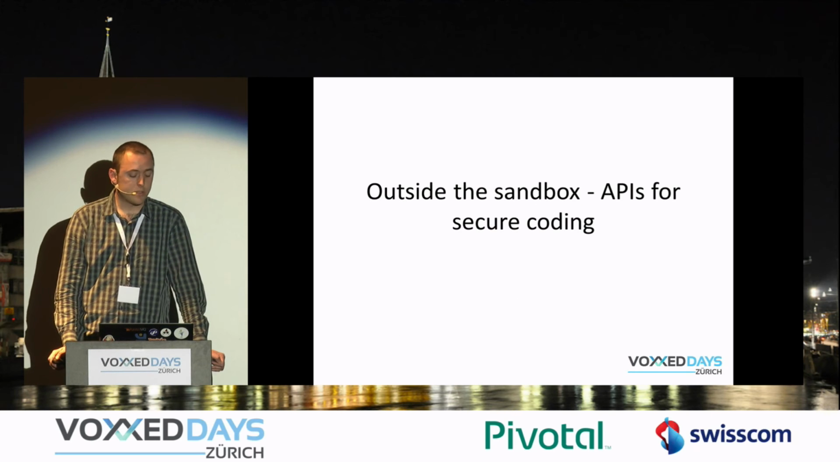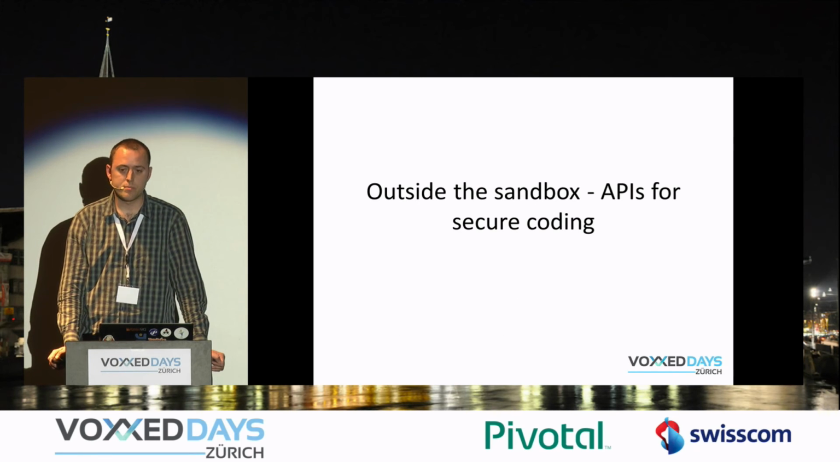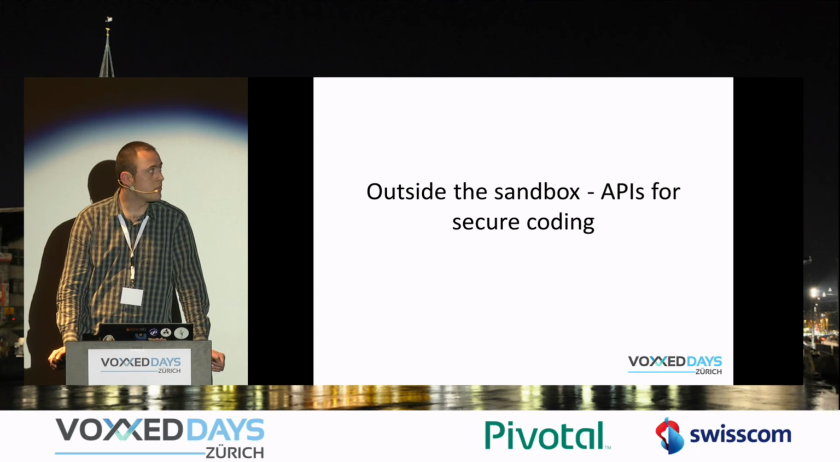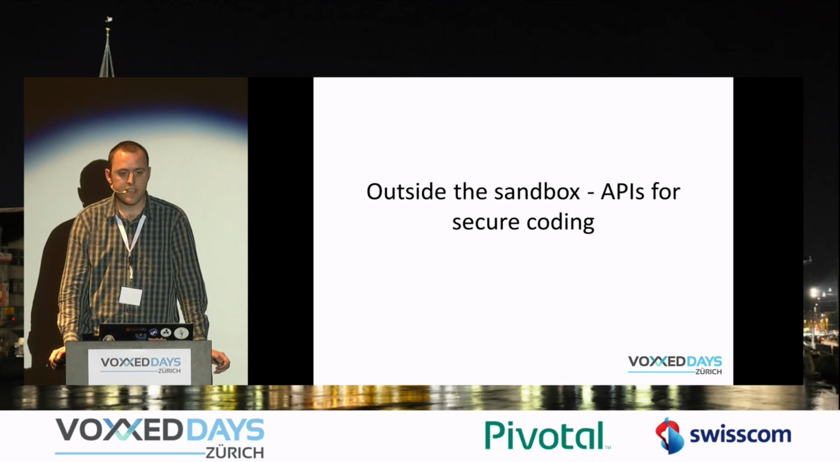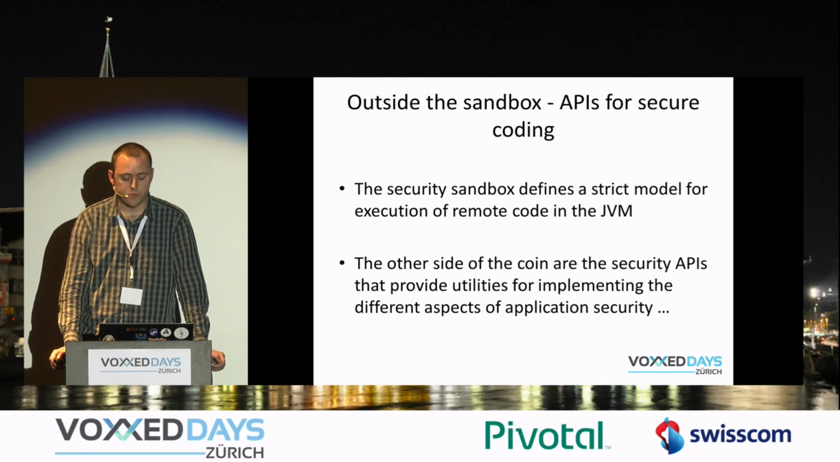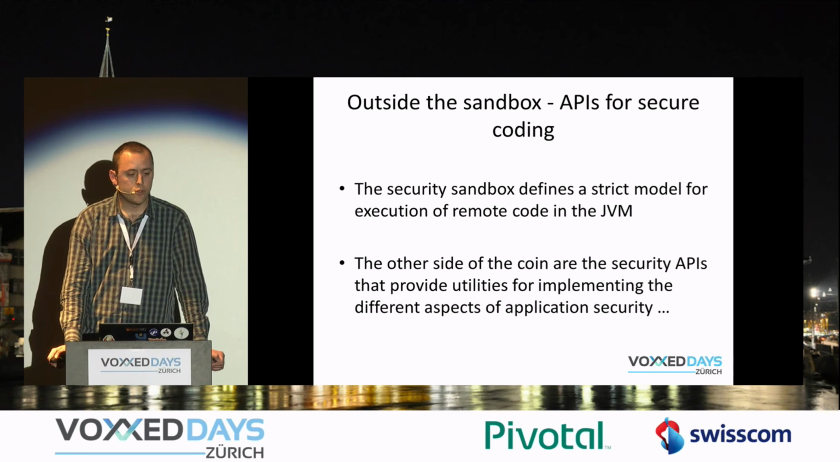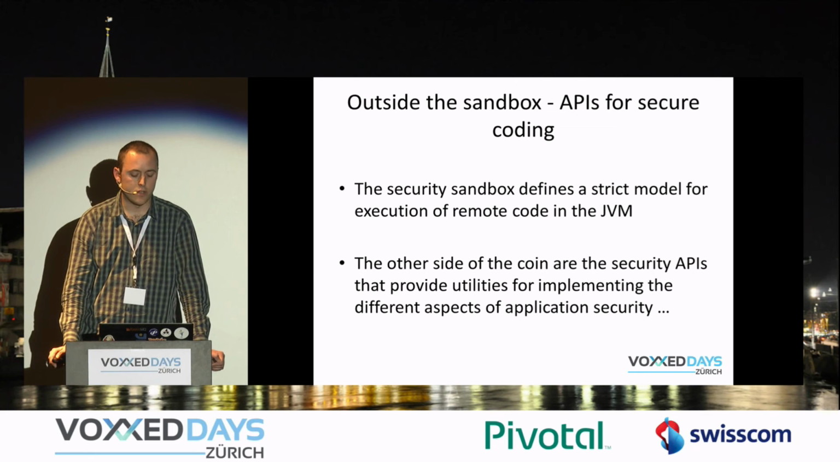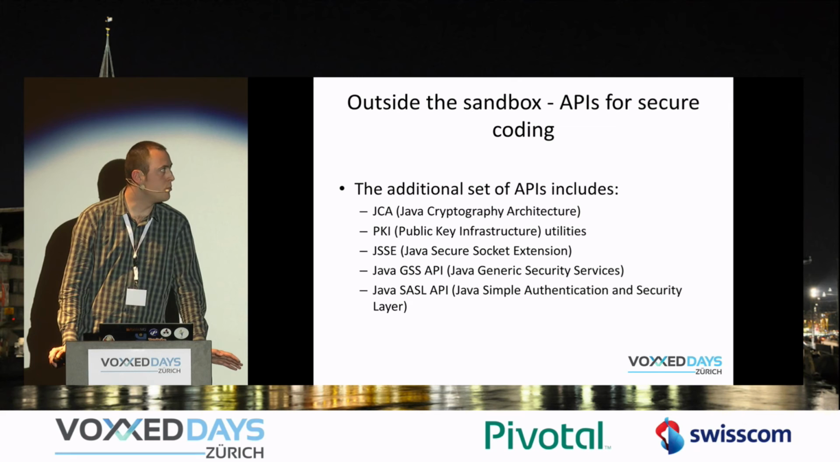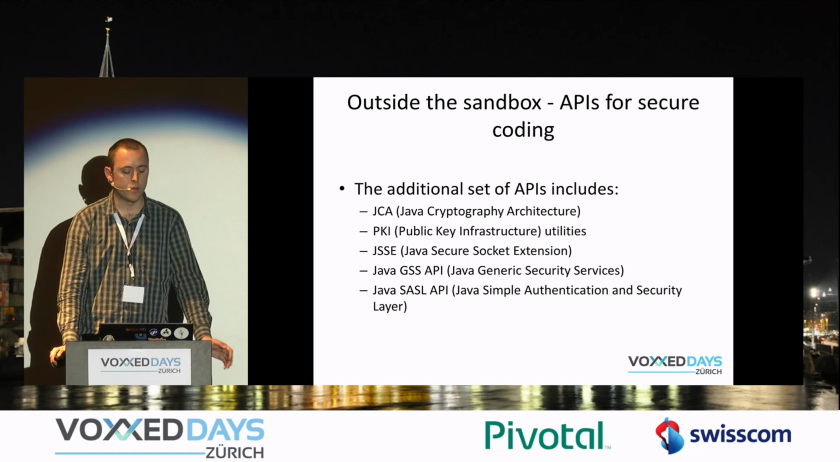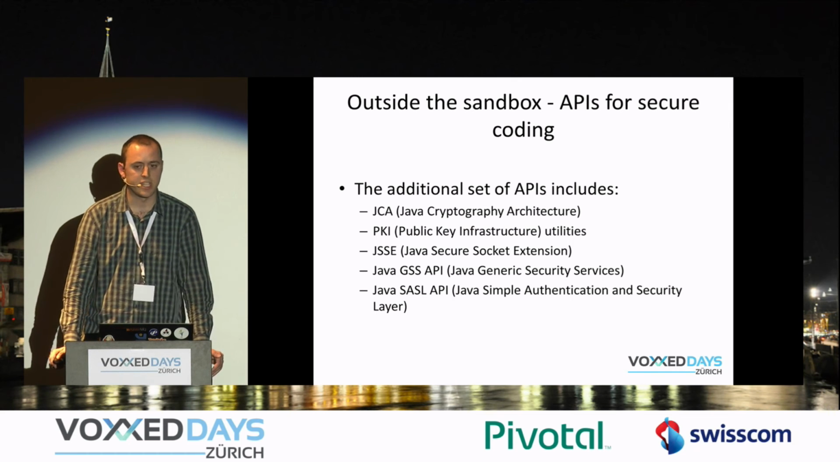Okay, so that was basically the security sandbox model that was defined throughout the different versions of the Java platform, and it is being completed by a number of APIs defined by the Java platform. So basically, these APIs fulfill the other side of the coin and allow you to use a number of utilities for establishing security inside your applications. So we'll just go briefly throughout the set of most important APIs defined by the JDK.